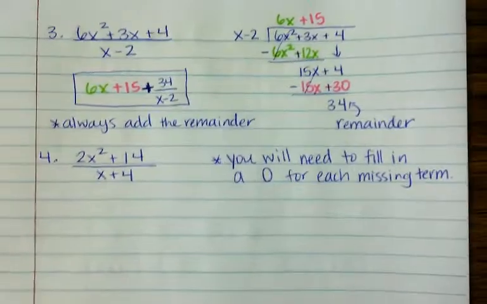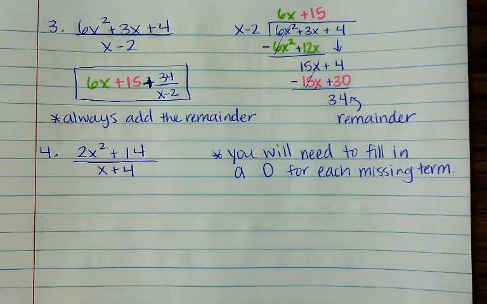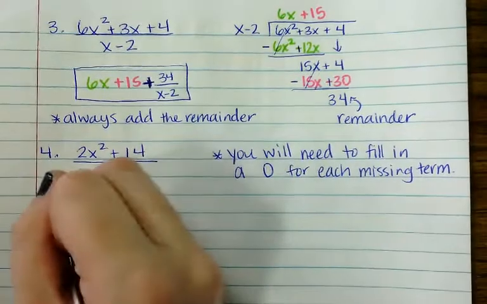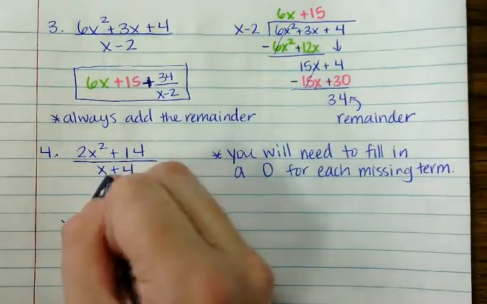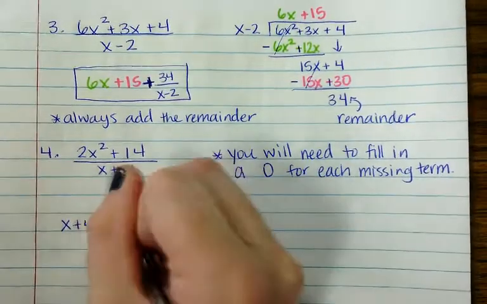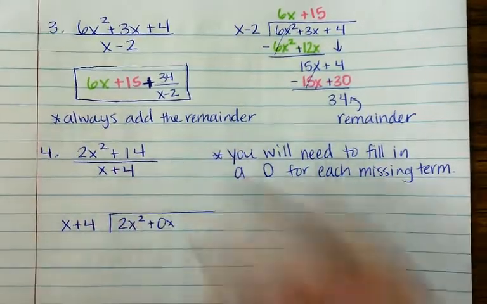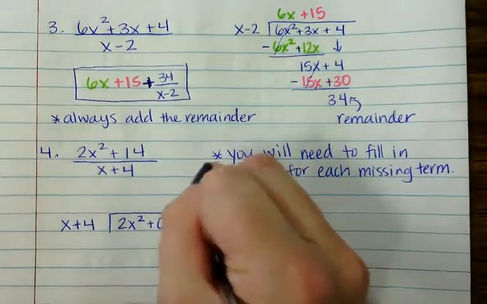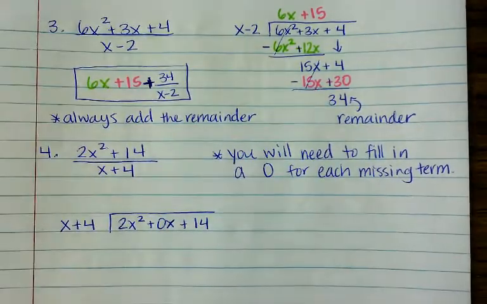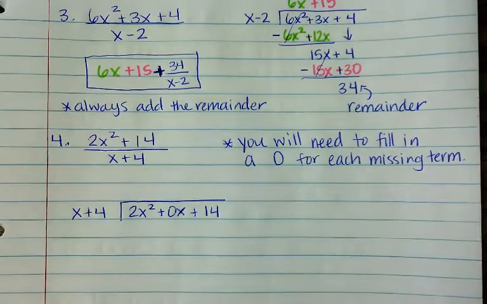So what this means is for this particular problem, I'm going to have my x plus 4 on the outside, but I'm going to divide by 2x squared, and then I'm going to just add in a 0x right here, and then plus 14. Okay? Because we have an x squared term, but we don't have an x term, so it's kind of like a 0x. You could also just put 0, but this reminds me that it's for my x term.